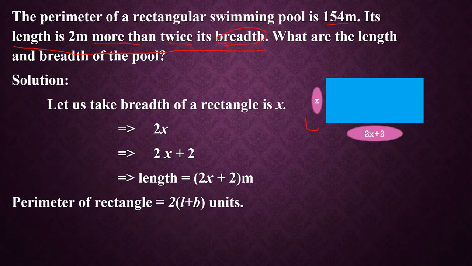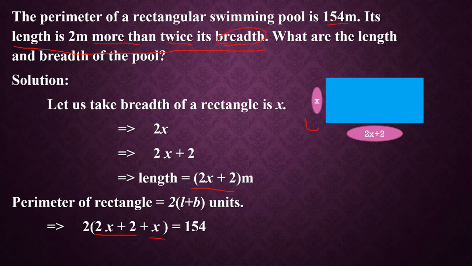So 2 into (L plus B). L is the length, B is the breadth. Here L we have already found, that is 2x plus 2. So instead of L you have to write 2x plus 2. And B we have taken as x, the breadth. So instead of B you have to write x.